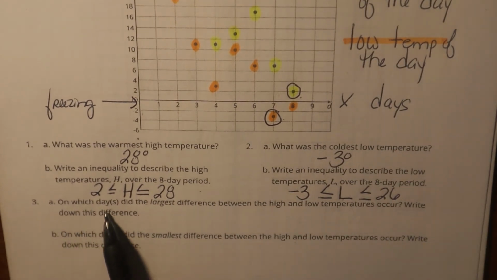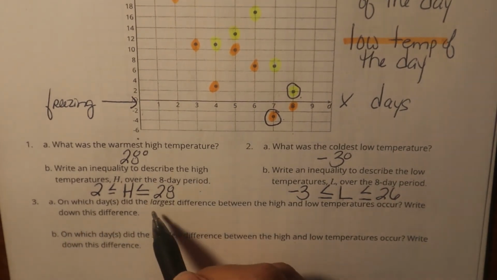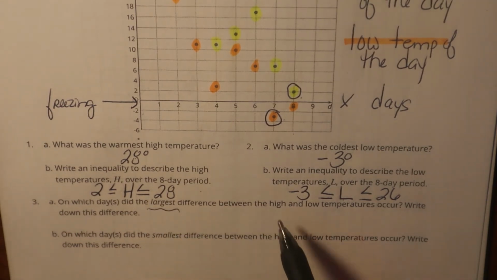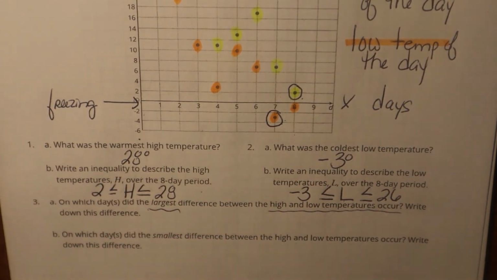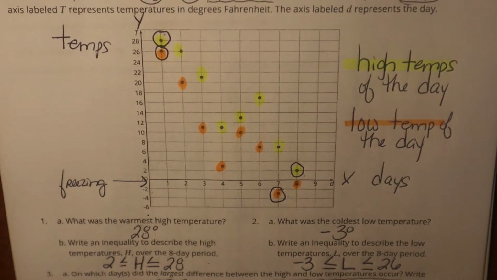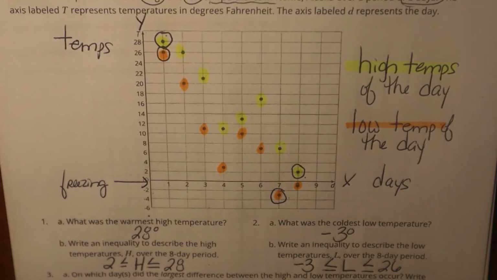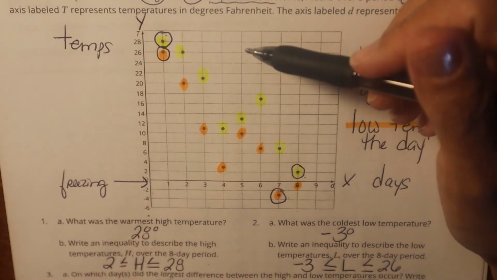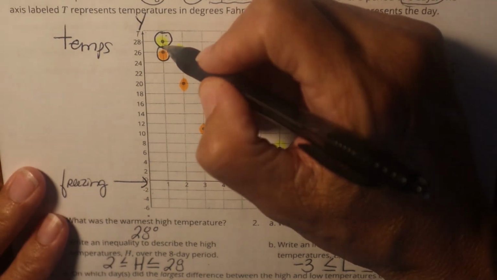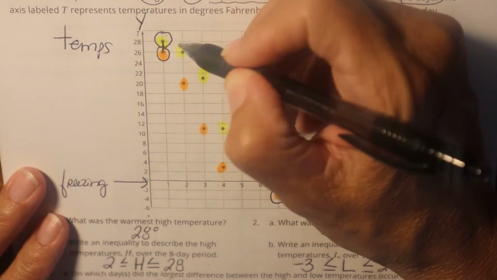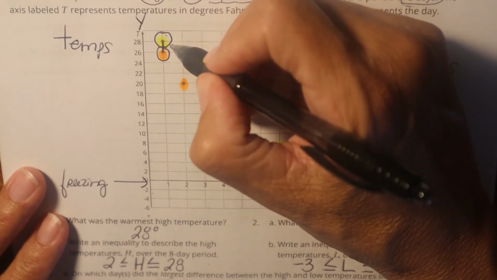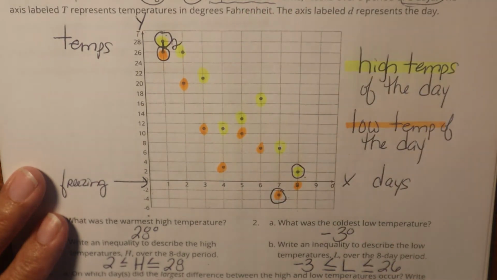3A says, on which days did the largest difference between the high and the low temperatures occur? Oh my gosh. Write down this difference. So we're going to go back up here. What it's asking us is to find the day or days where it had the largest difference between the high and the low. So we're going to do that for all the points. On day 1, we just had a tiny difference. It looks like there's only a difference of 2 degrees. So you're going to write a 2 next to that one.